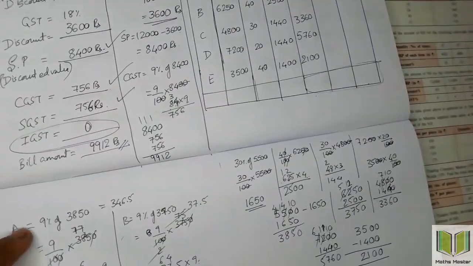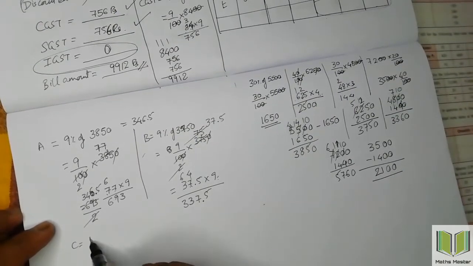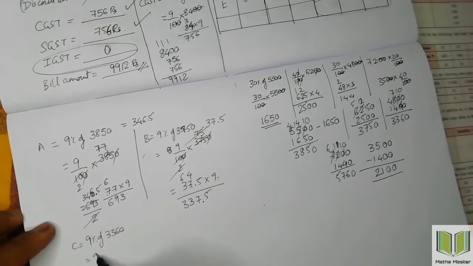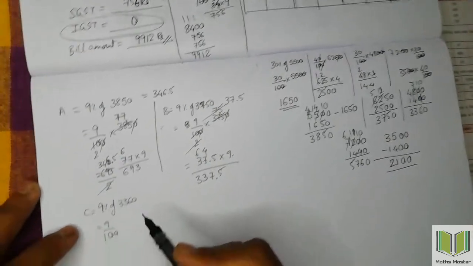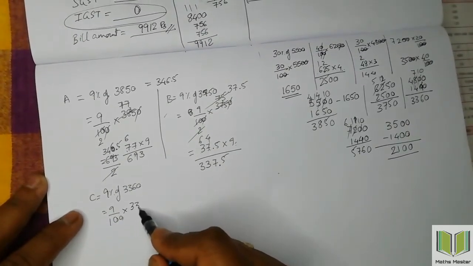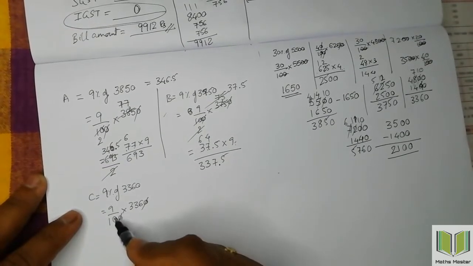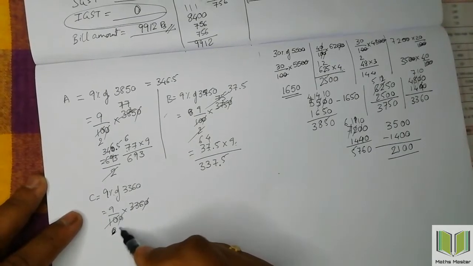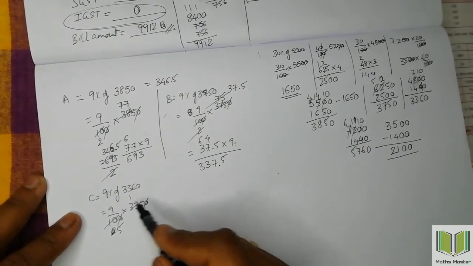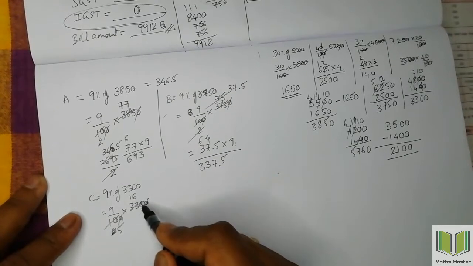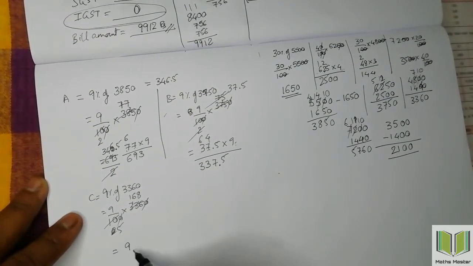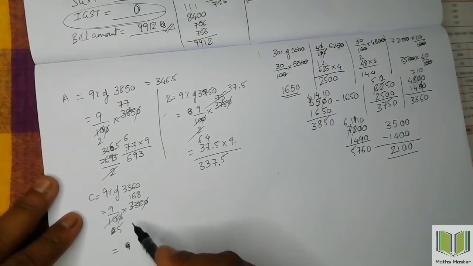337.5. And it goes on. C is equal to 9% of 3360, which is equal to 9 by 100 multiplied with 3360. The zeros get cancelled. 2 5s are 10, 1s are 6, 8. 168. 9 by 5 into 168.